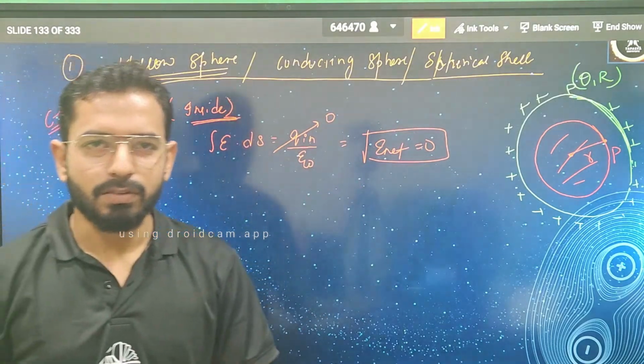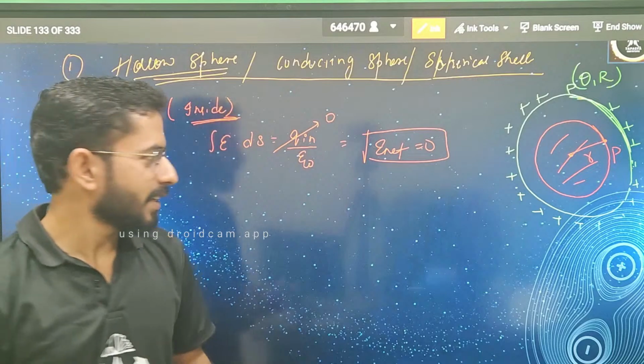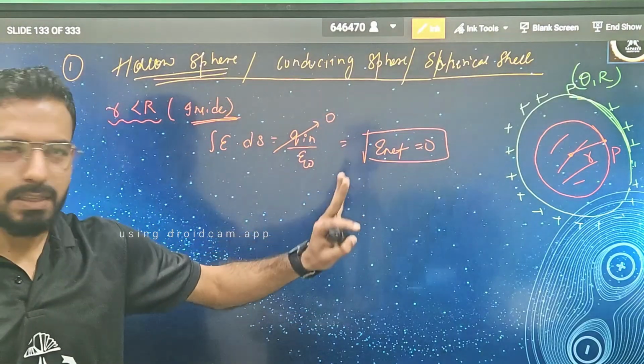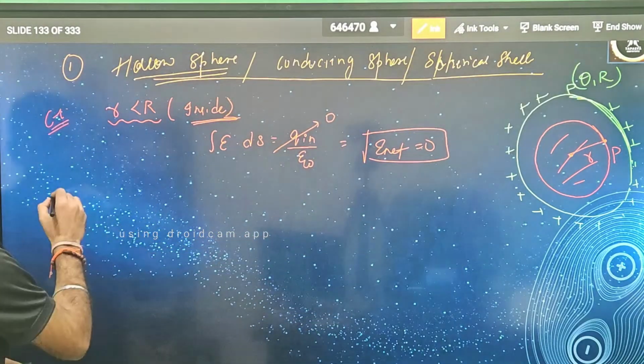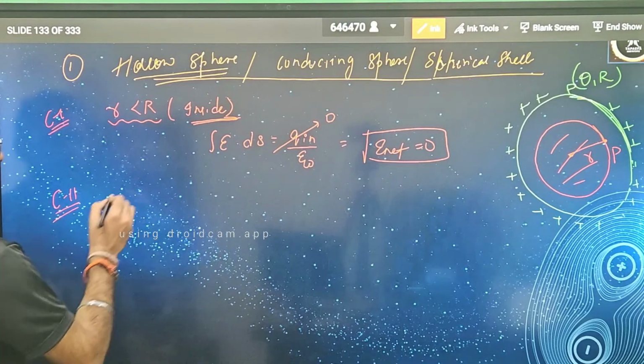You understand now this much of Hindi? I hope that this much of Hindi you will understand. So E net will be equal to 0. Correct now? But the second case, for outside point, that is interesting.